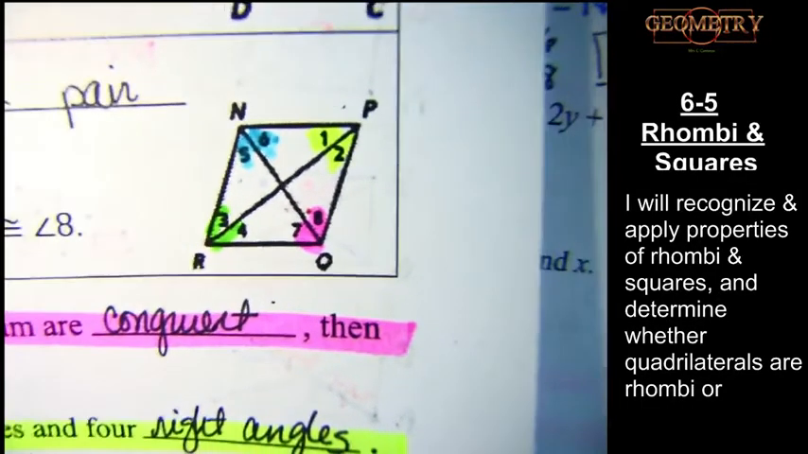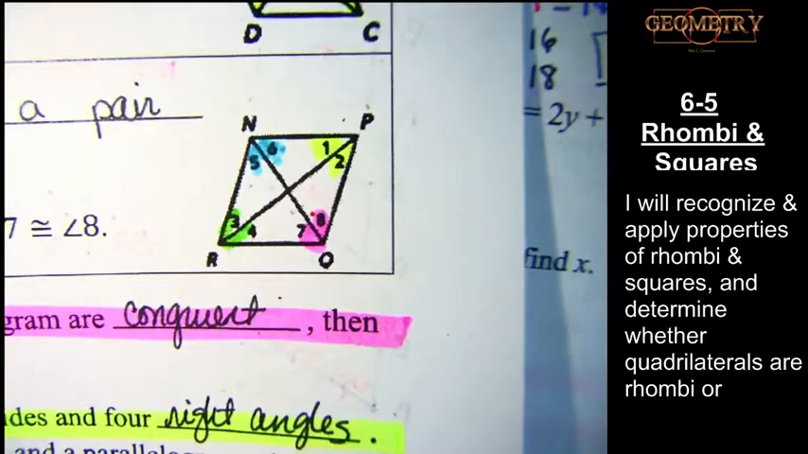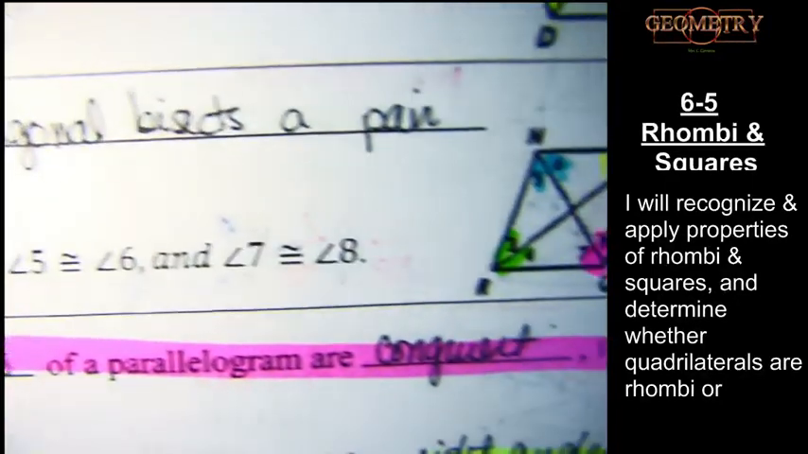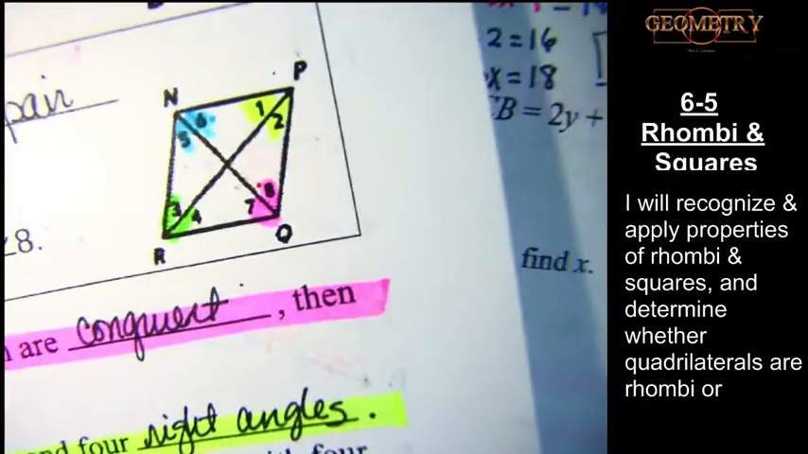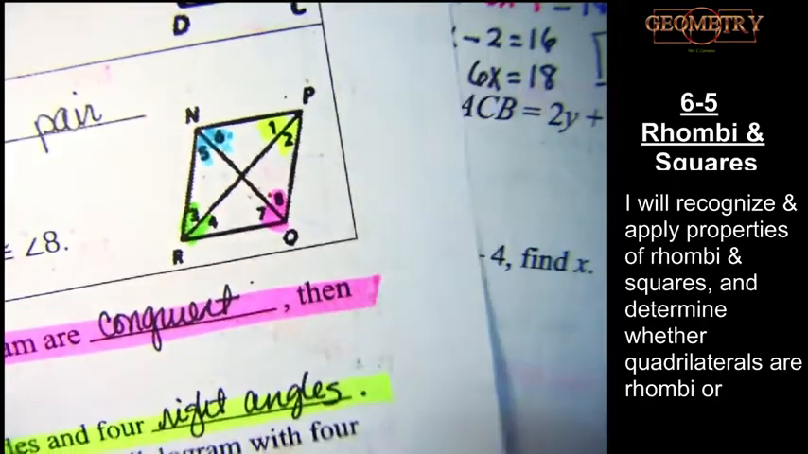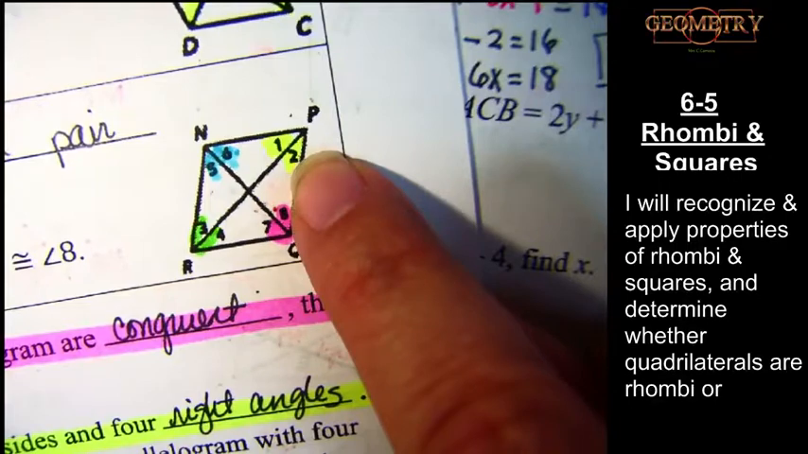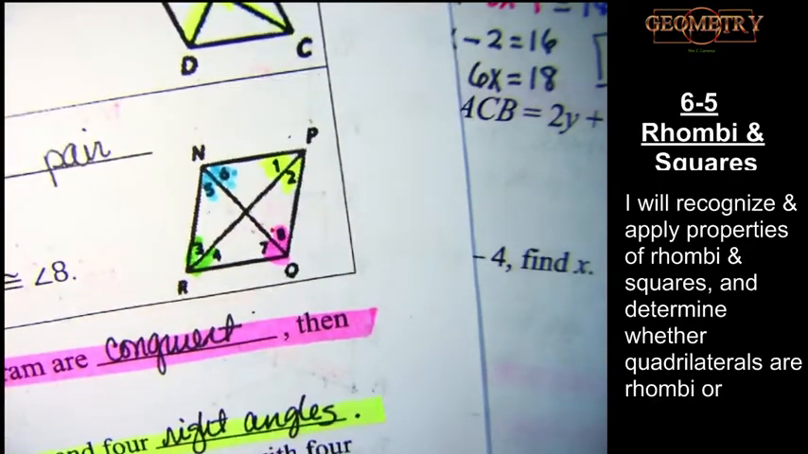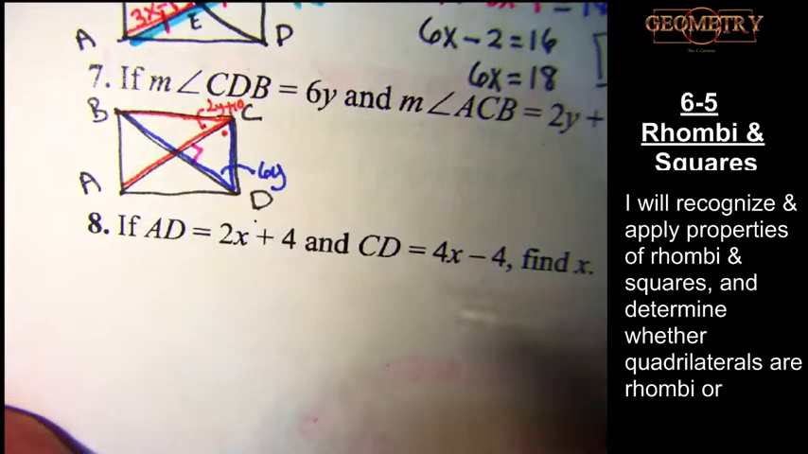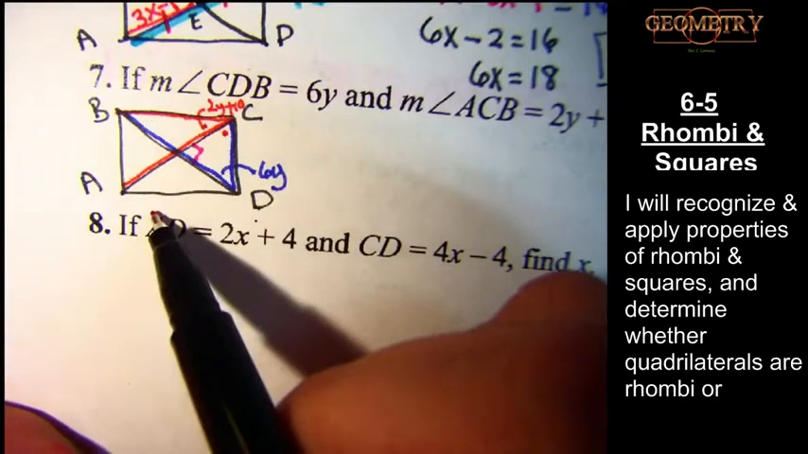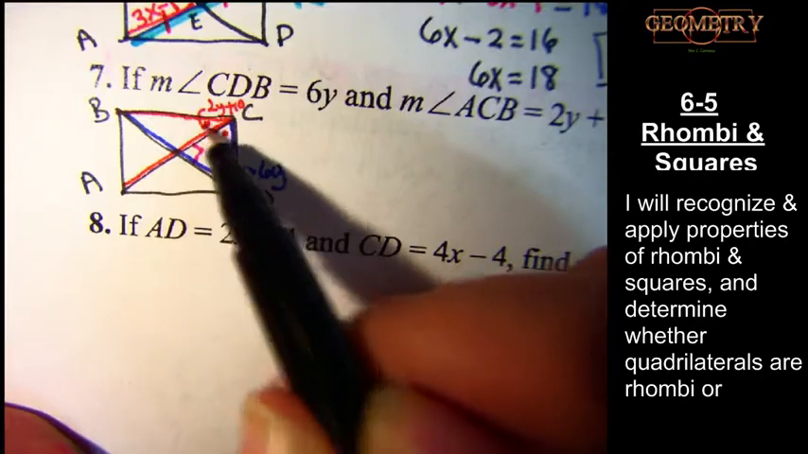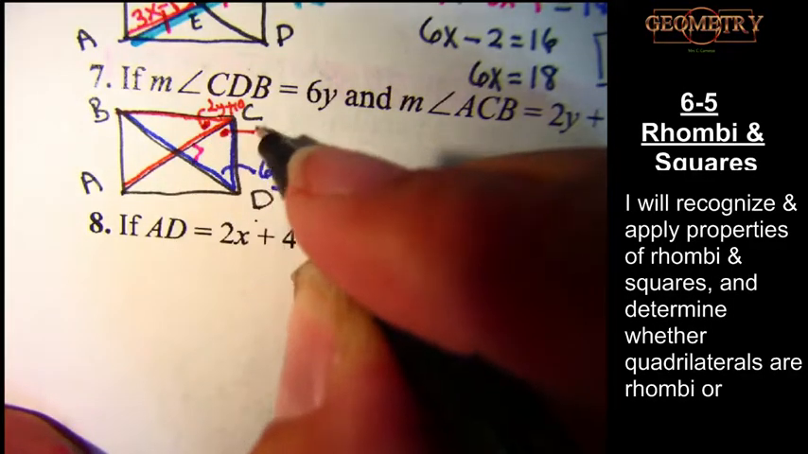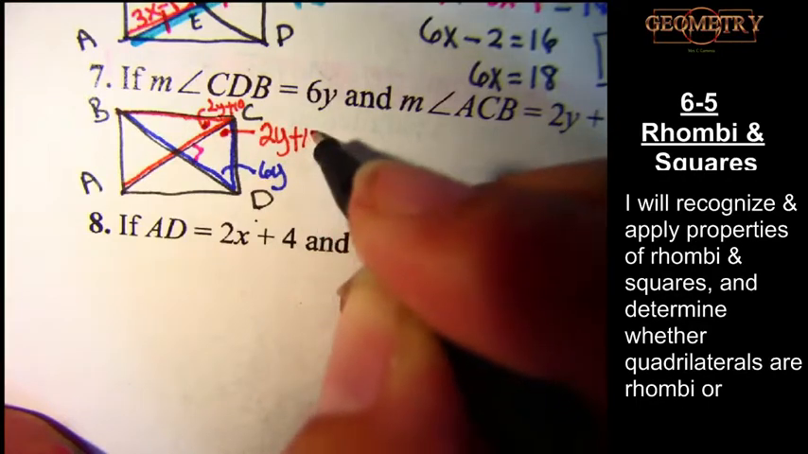But I have this figure from my notes. Remember that figure said that each diagonal bisected a pair of opposite angles. That meant that the 2 angles at this corner were equal, and the 2 angles at this corner were equal. You remember that? Which meant that, since it's a rhombus, this diagonal makes this angle equal to this angle. So this angle is also 2y plus 10.